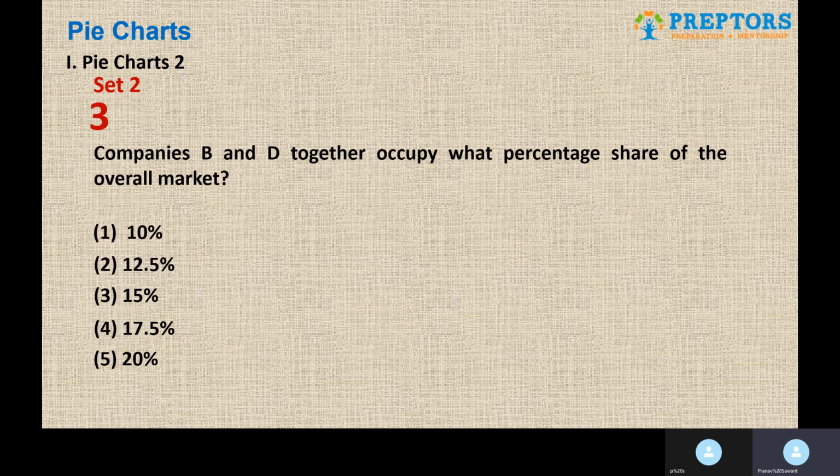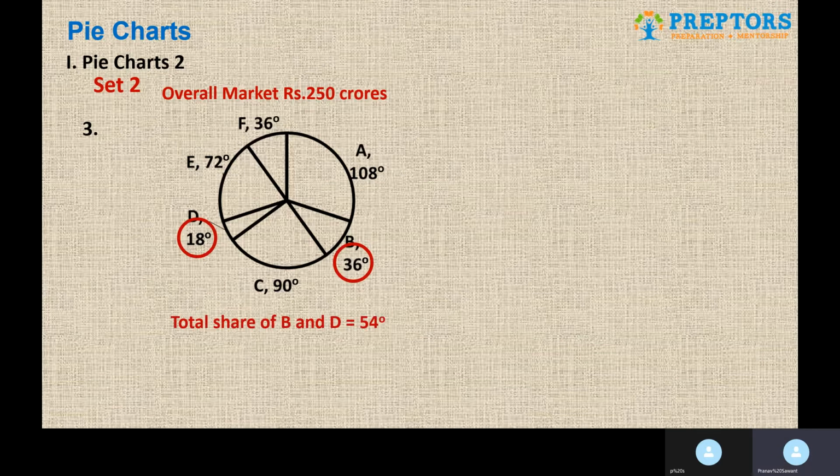Companies B and D together occupy what percentage share of the overall market? Now we will again look for degrees only. So total share of B and D together is 54 degrees. And the overall market is obviously 360 degrees because the degree of a circle is 360. So 54 upon 360 into 100, that is 15%, hence 15% is the answer.